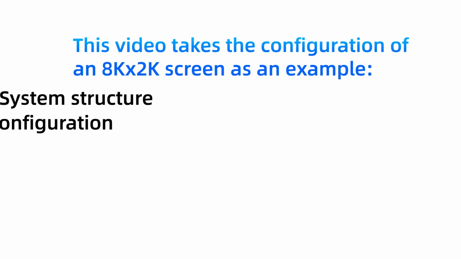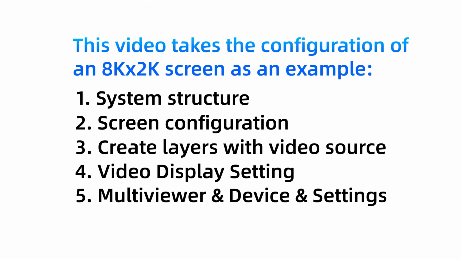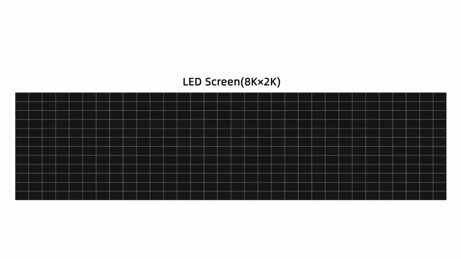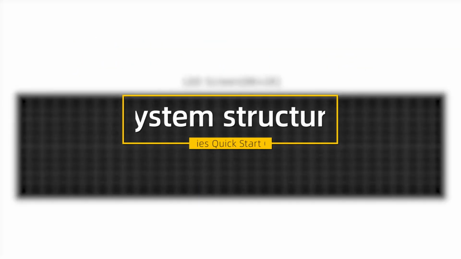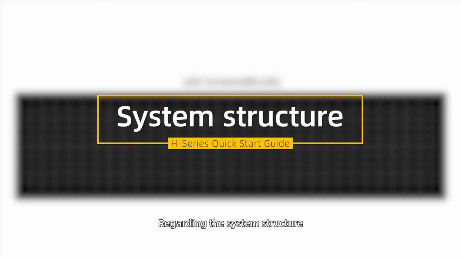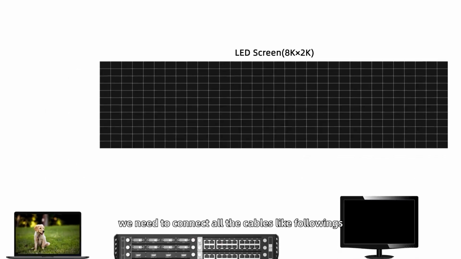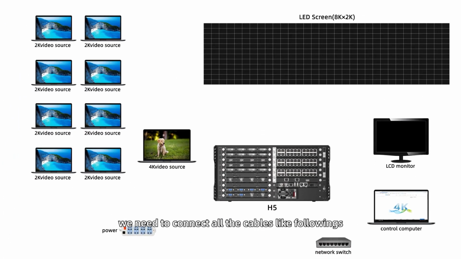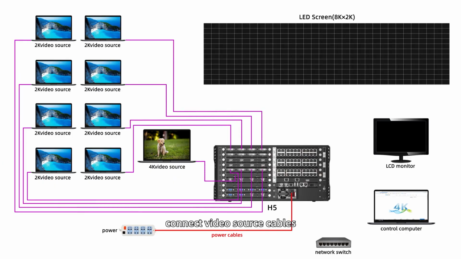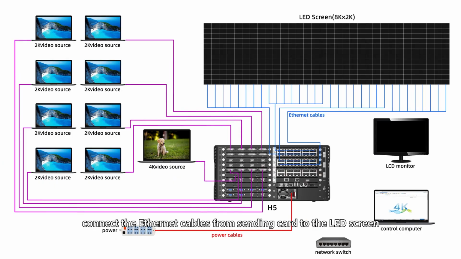This video takes the configuration of an 8K by 2K screen as an example. System structure. Regarding the system structure, we need to connect all the cables like followings. Connect the power cables, connect video source cables, connect the Ethernet cables from sending card to the LED screen.